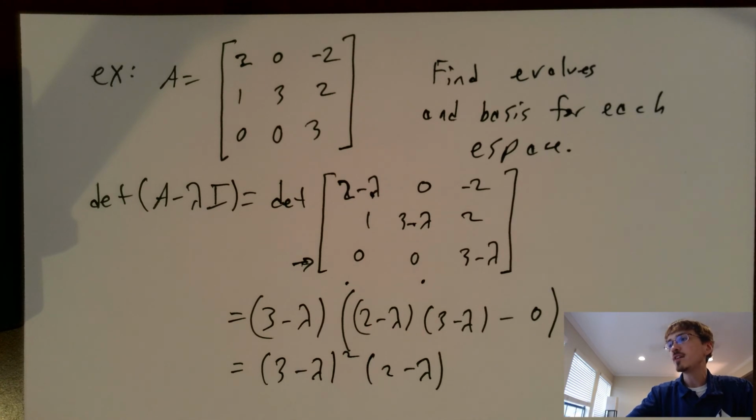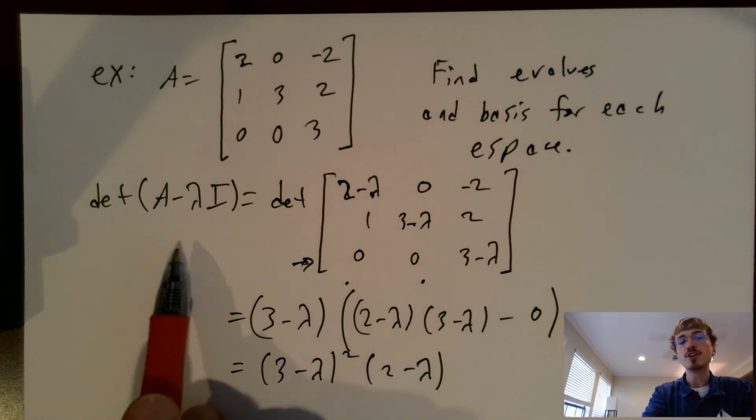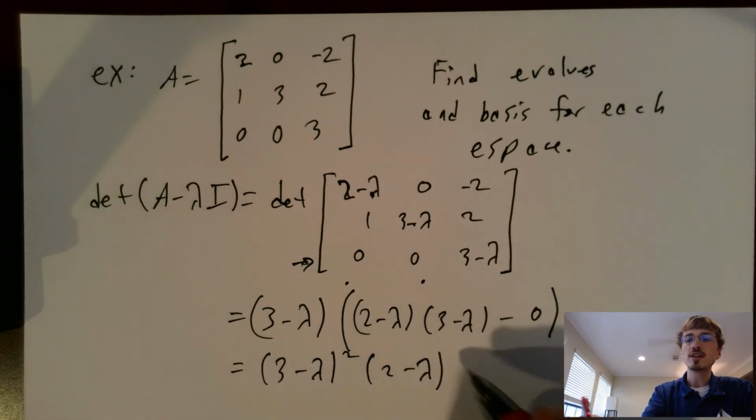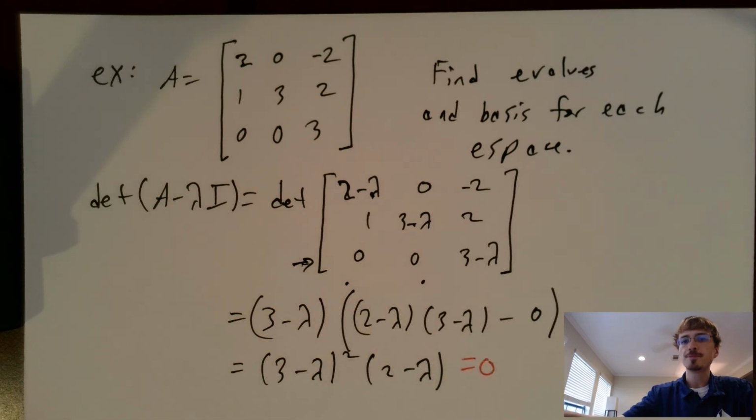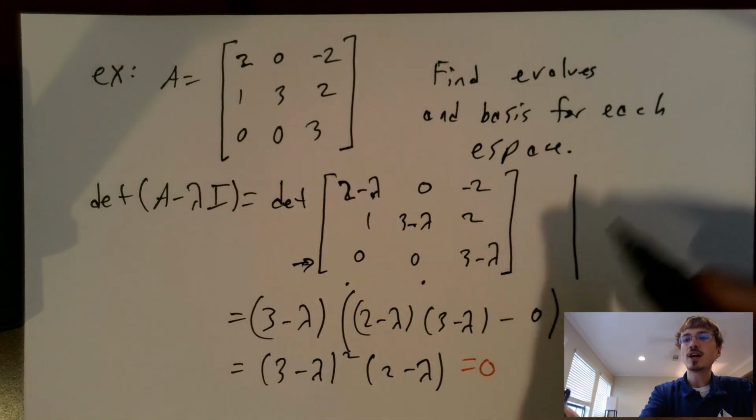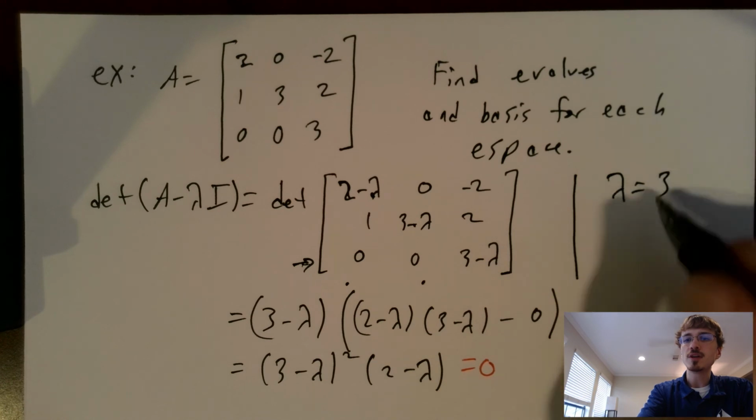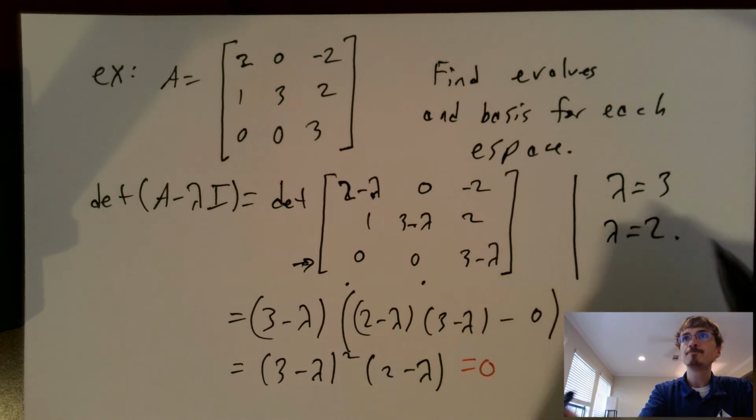And how do we find the eigenvalues now? We take our characteristic polynomial here, set it equal to 0, and solve for lambda. So we must have that our eigenvalues are lambda equals 3 and lambda equals 2.